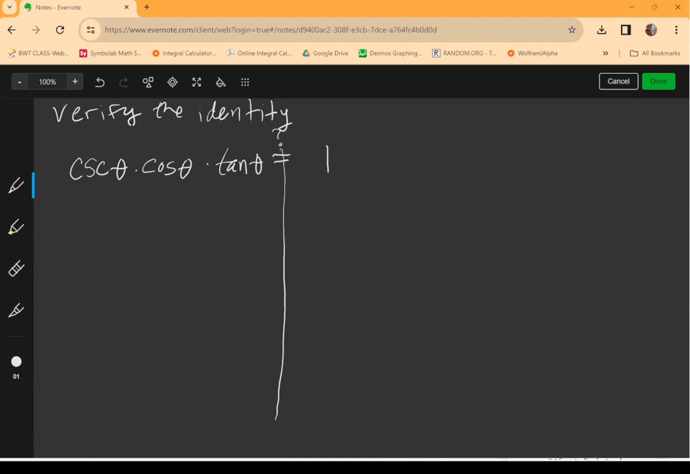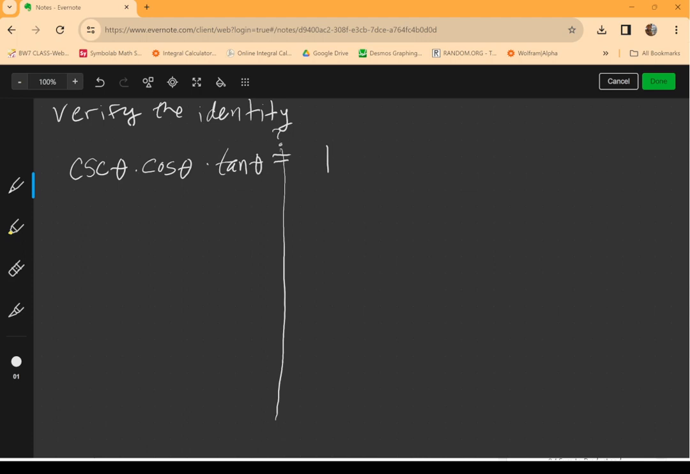Now the next step is, well, how do I begin? Looking at this, 1 is just a number, so there's not much I can do with that. So I'm going to work on the left side and see if I can manipulate it so that when I simplify it, I get a result of 1. Now, I don't see any identities that I can apply right away.